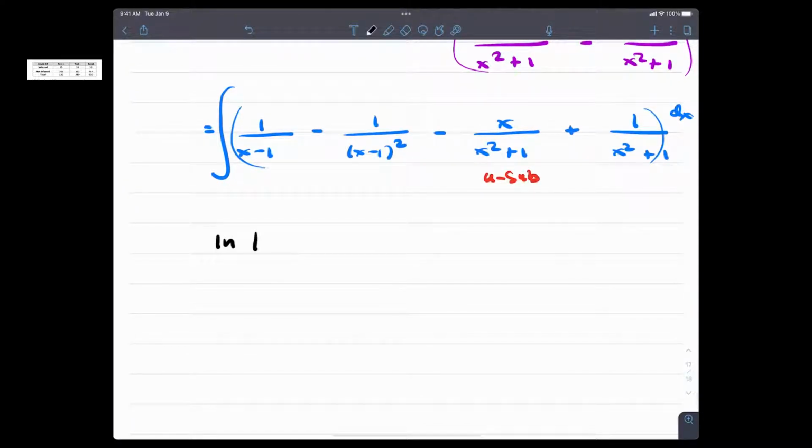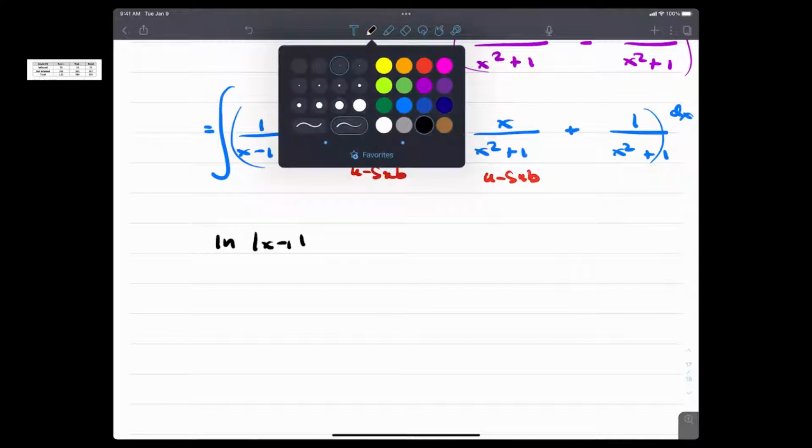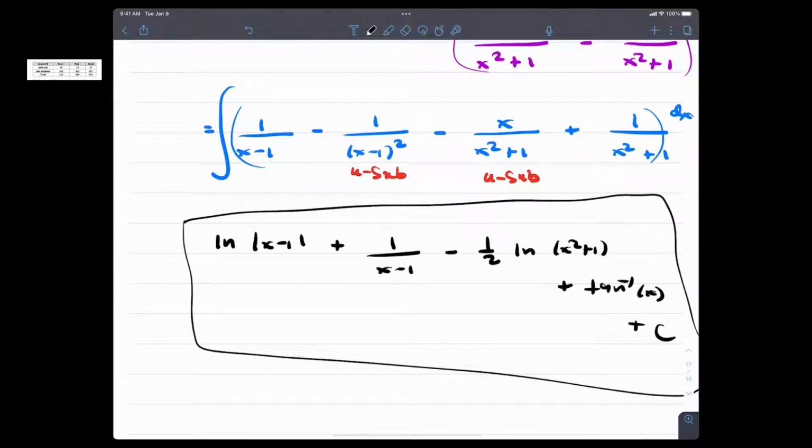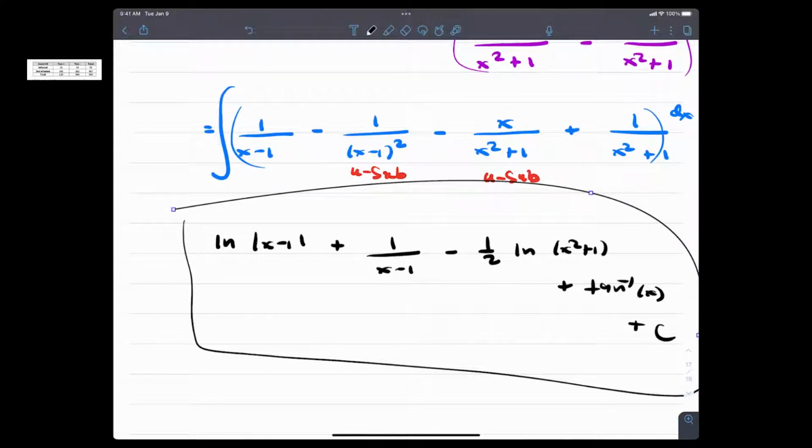Natural log, absolute value of x minus 1. This is a u sub. Remember that one? A u sub. You can get plus 1 over x minus 1 minus 1/2 natural log x squared plus 1 plus inverse tangent x plus c. Yeah, can't draw.